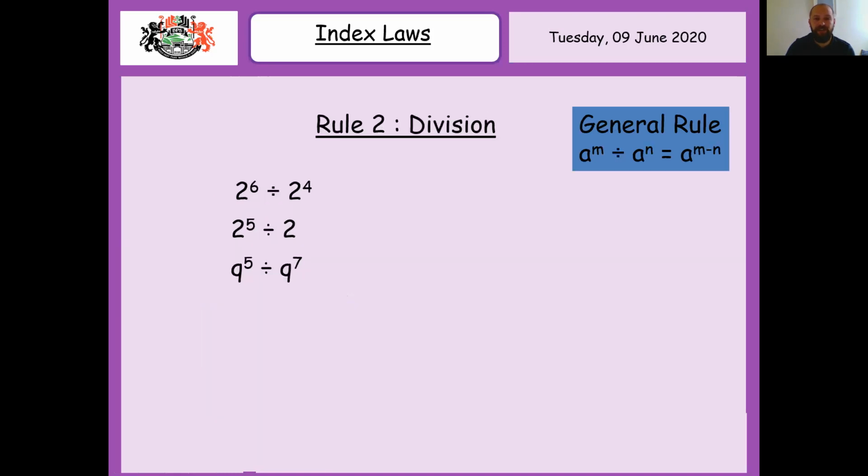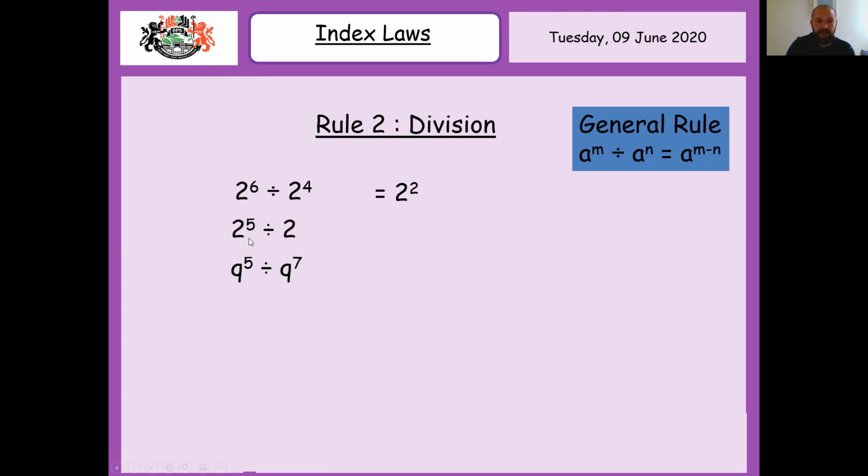Okay, let's switch to division. You'll see the general rule up here. When we're dividing, we subtract the powers, which kind of makes sense, really, doesn't it? Once again, we check the base value, it's 2. Now we're going to subtract the powers. 6 take away 4 gives us 2. So we're going to end up with 2 to the power of 2, or 2 squared.